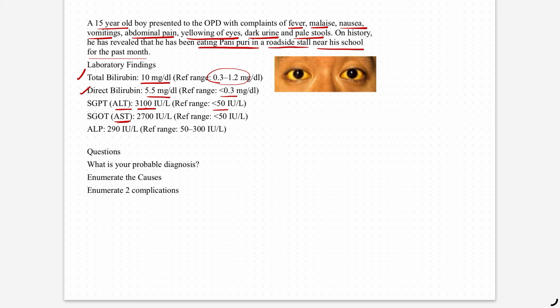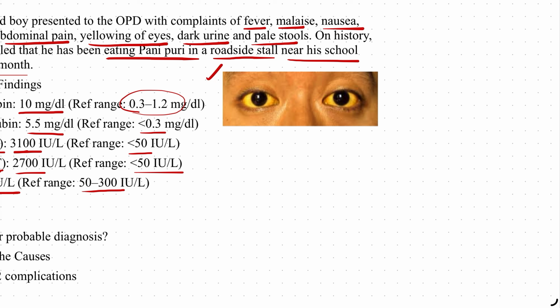aspartate transaminase or the SGOT is 2700 international units per liter, where the reference value is below 50 international units per liter. Alkaline phosphatase, ALP, is 290 international units per liter, reference value is between 50 to 300 international units per liter. And a photograph has been attached showing you this yellowish discoloration of the sclera.